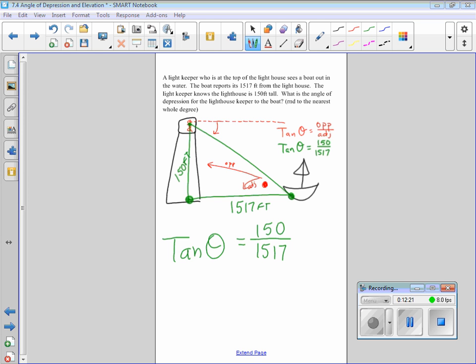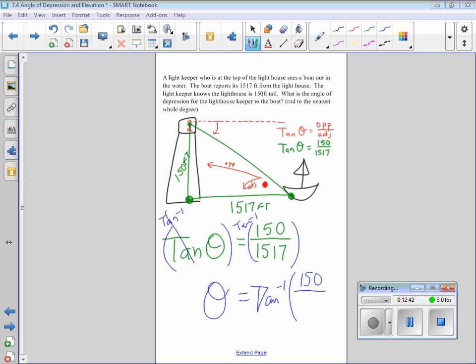I need to find the angle, so this is when I'm going to use my inverse functions. We put parentheses around both sides, and then we write the inverse. In this case, it's tangent inverse. These cancel, and I'm left with theta equals tangent inverse of 150 over 1,517. Now it's time for my calculator.